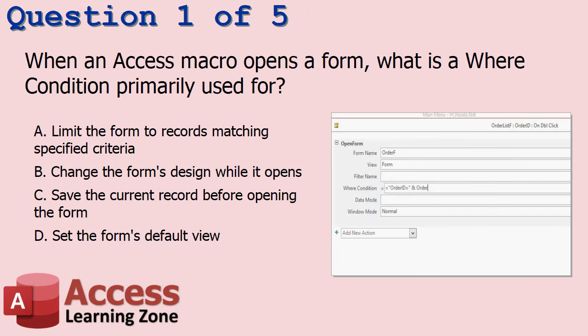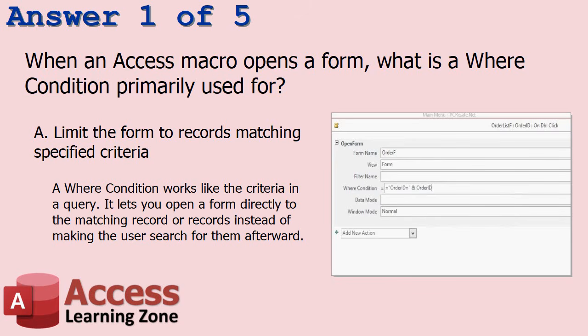Question 1. When an Access macro opens a form, what is a where condition primarily used for? Limit the form to records matching specified criteria. Change the form's design while it opens. Save the current record before opening the form. Set the form's default view. That's going to be limit the form's records to matching specified criteria.